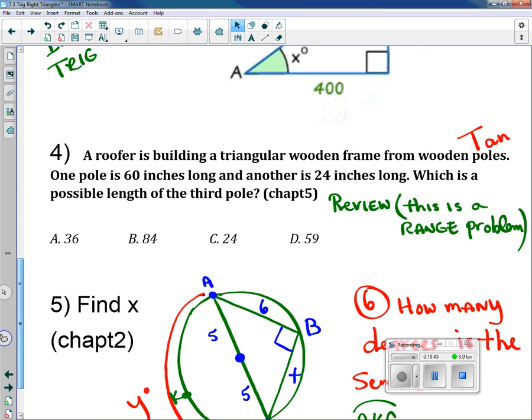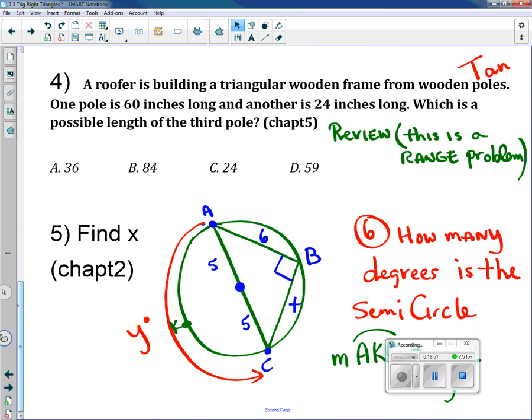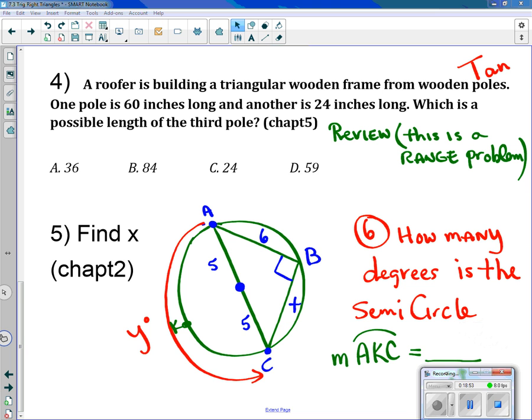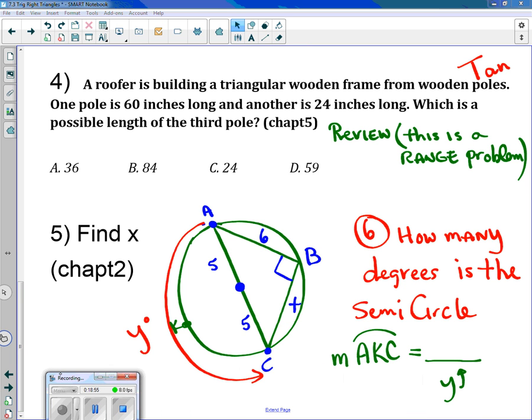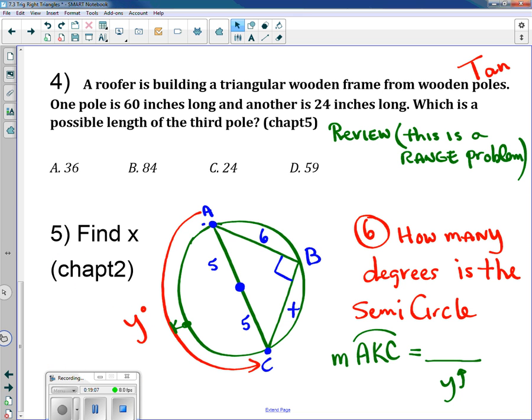Number 4, this is a review problem from chapter, I think it's actually chapter 4. Then on this one here, the last one, this is an old problem of you finding number 5, you're finding how much x is. And then for number 6, I'm asking you, and you can do some research, how many degrees is a semicircle?